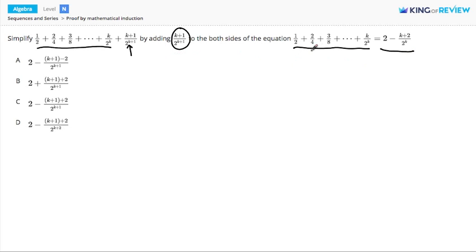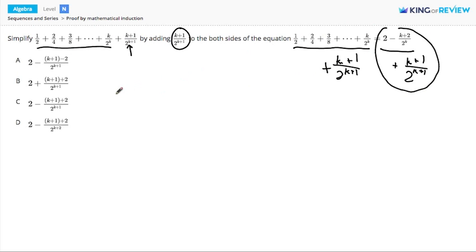We're told to add (k+1)/2^(k+1) to both sides of the equation. So our equation is still true because we've added the same thing to both sides, and now we can kind of see why they asked us to do that. The left side of our equation now is the entire series we're trying to simplify. So if we're trying to simplify it, that merely entails figuring out what the right side simplifies down to. So let's look at the right side.